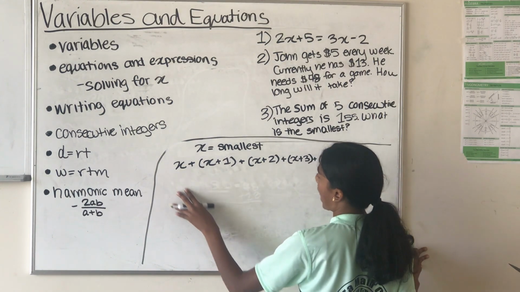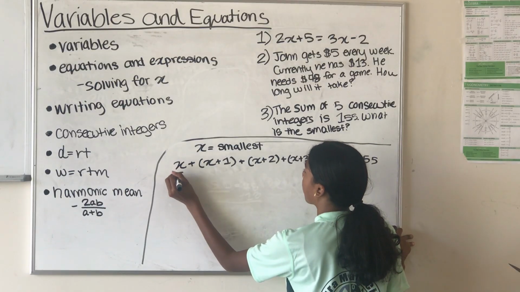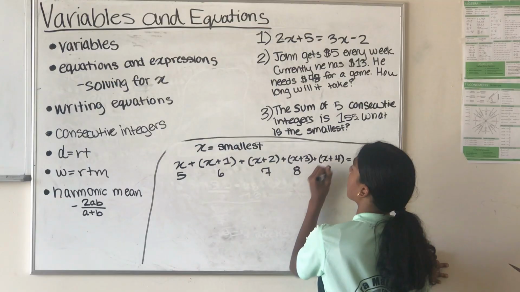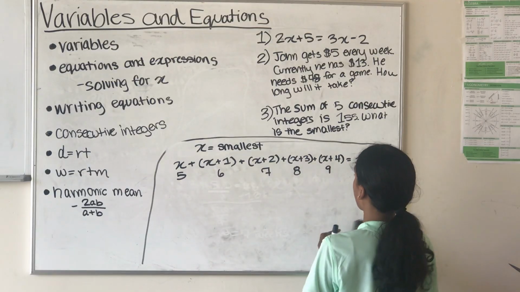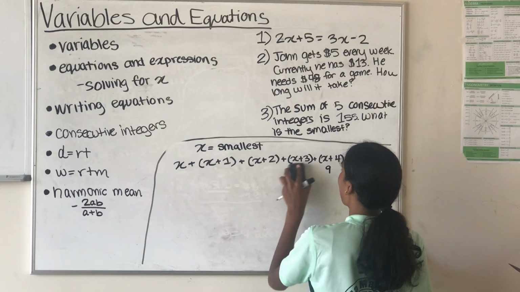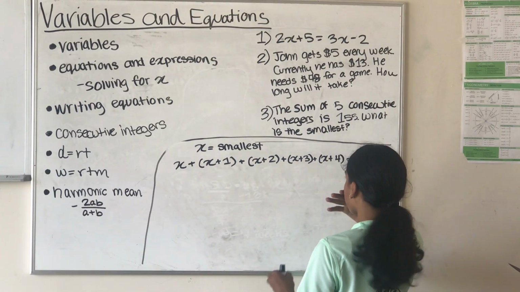So if x would be 5, I'm not saying it is, it probably isn't, then we'd have 5, 6, 7, 8, 9. And these are all consecutive. If you don't know what consecutive means, it means one after, the one right after it.